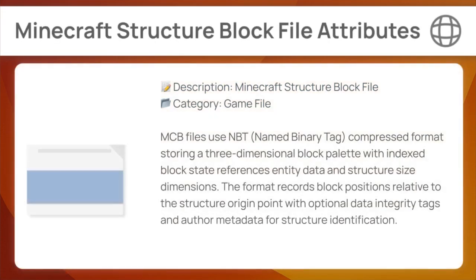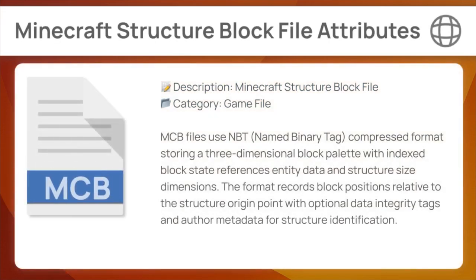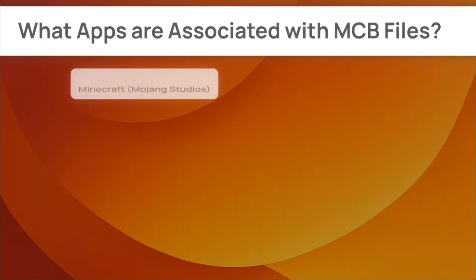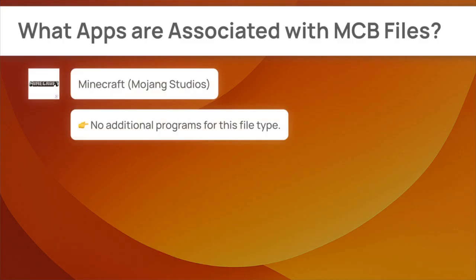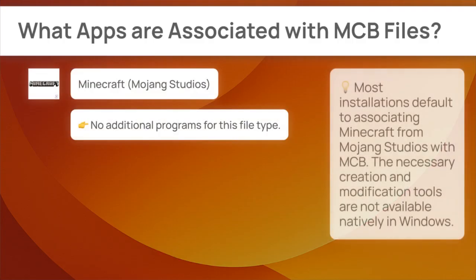MCB files use NBT, named binary tag, compressed format, storing a three-dimensional block palette with indexed block state references, entity data, and structure size dimensions. The format records block positions relative to the structure origin point, with optional data integrity tags and author metadata for structure identification. Official support for MCB is primarily provided through Minecraft from Mojang Studios. The file's embedded objects and layers require specialized software for full access.